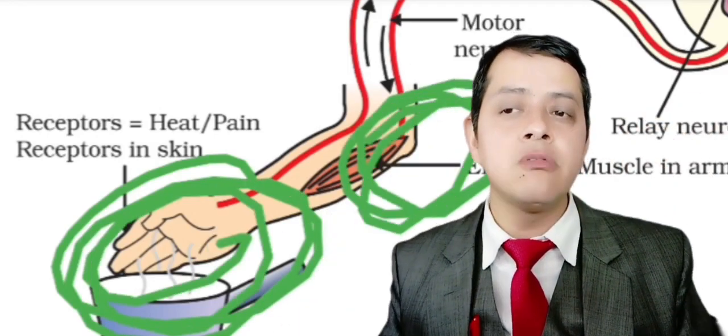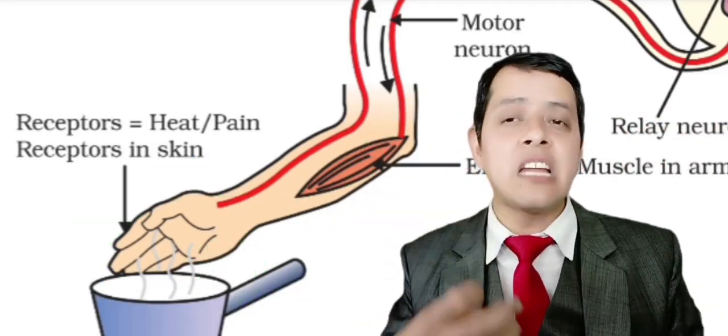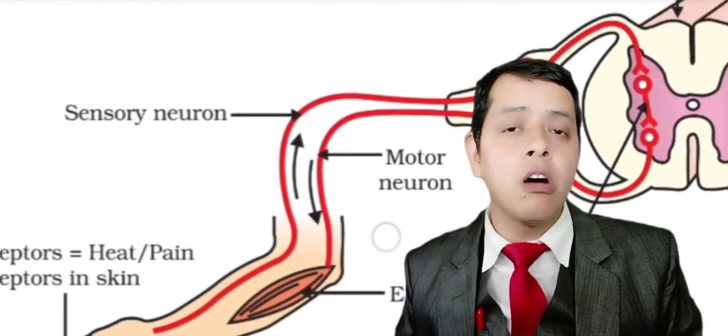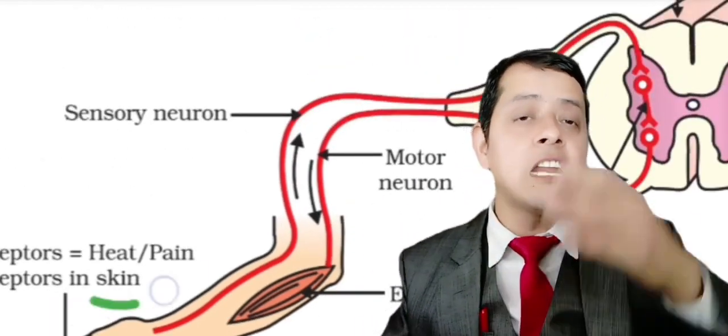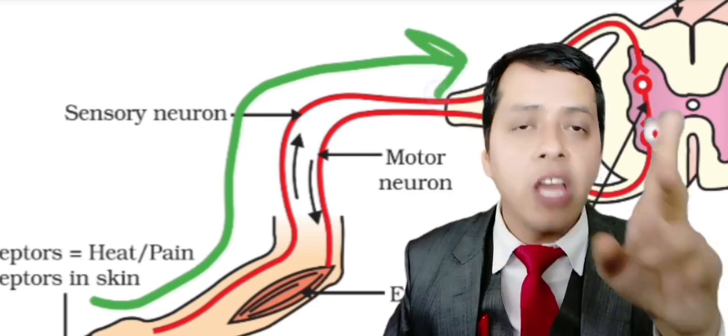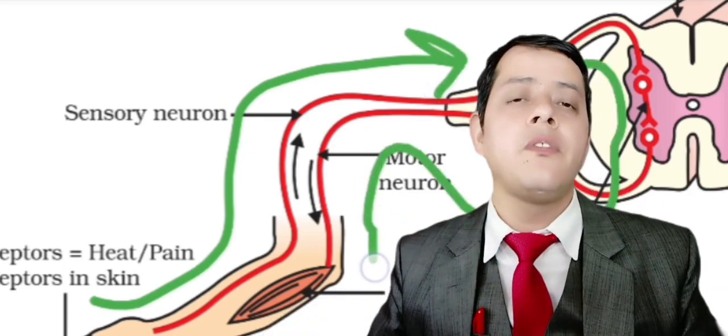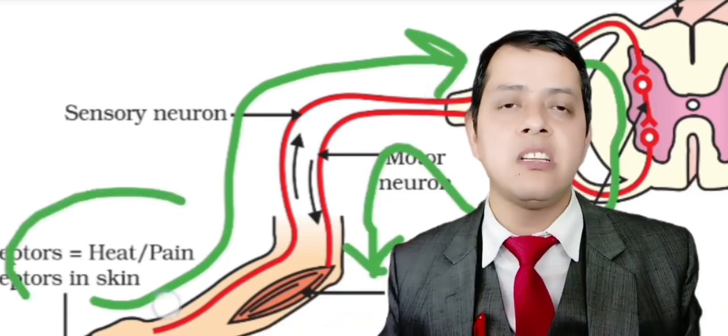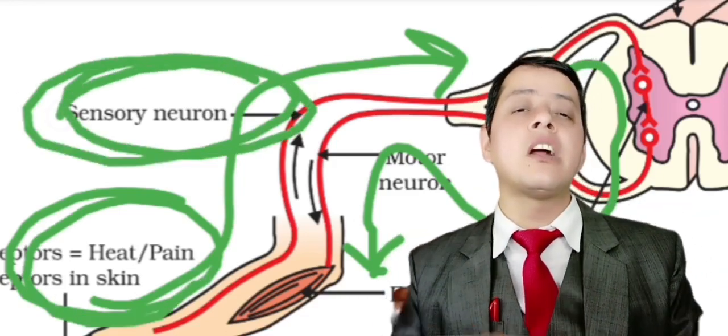The pathway means you need to say receptor cells, which go to the sensory neuron, then the relay neuron, then the motor neuron, then the effector cells, and that pathway is called the reflex arc. So if you understand this much, it's done, my dear students, it's done. So this is what reflex action is.